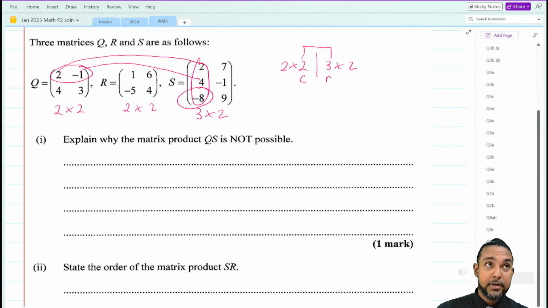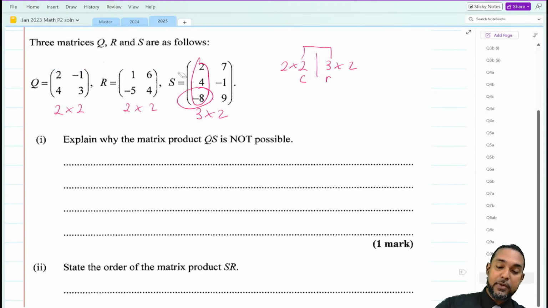So that can't work. For matrices to be able to multiply, you have to have equal numbers of elements along the rows in the first. So if there was a third element here, then you could do it. So you have to have the same number of elements along the rows as down the columns in order to be able to multiply. Right? So you could say it in different ways.